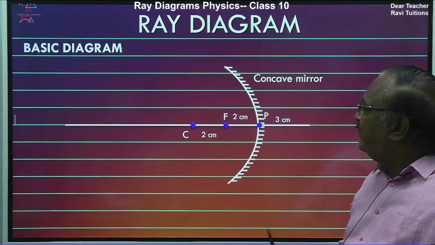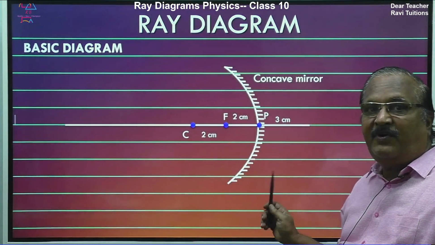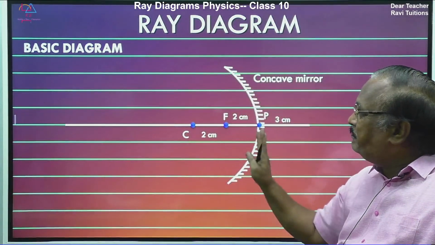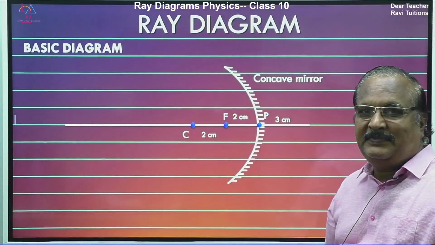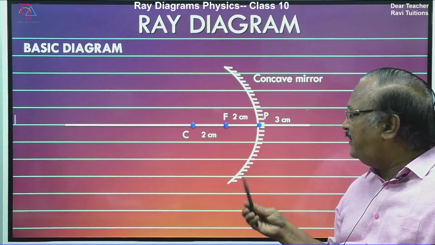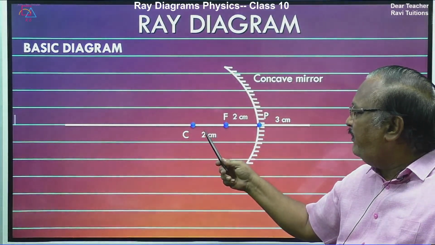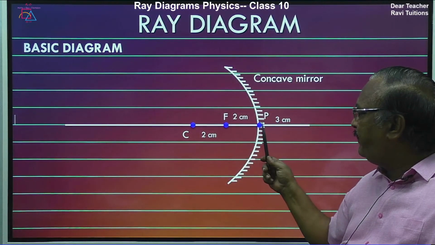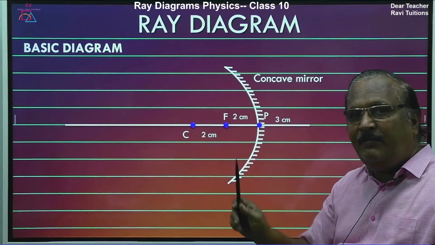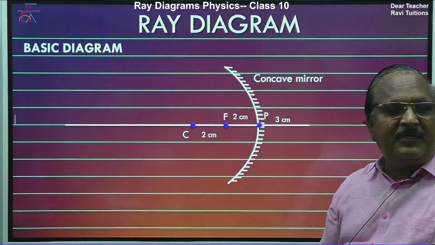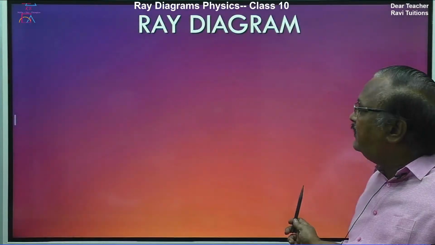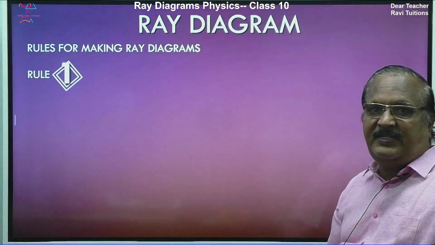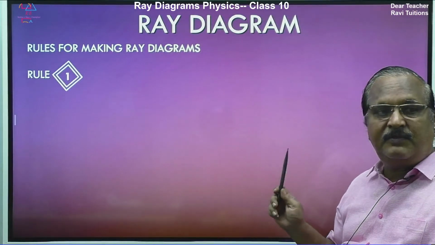Okay. This is how you have to draw the setup, the basic diagram. Then of course with the different cases, the object will be at C, object will be at F, between F and P, beyond C, like that. So one more important thing you have to learn: there are some rules for this. Okay, there are some rules.